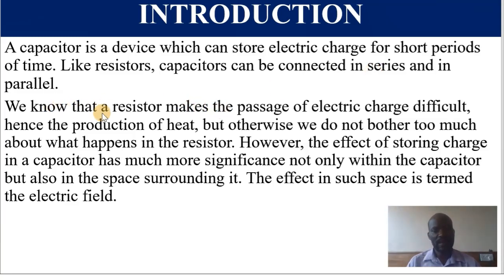A resistor resists or opposes the flow of electric charge. Electric charge is due to a current flow. Hence, that results in the production of heat, or in heat being dissipated.